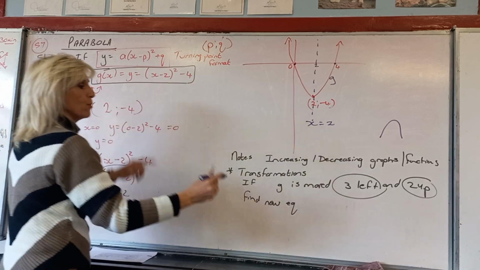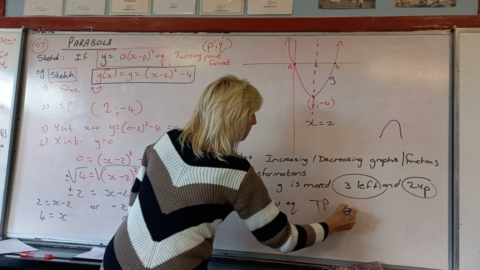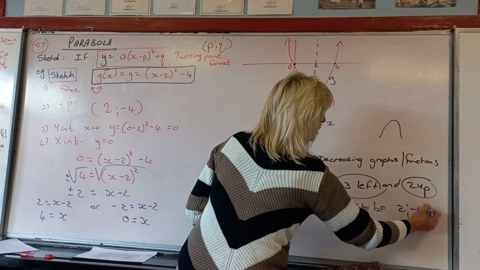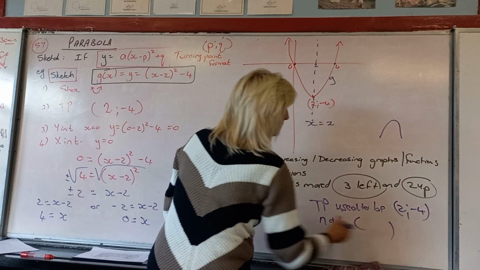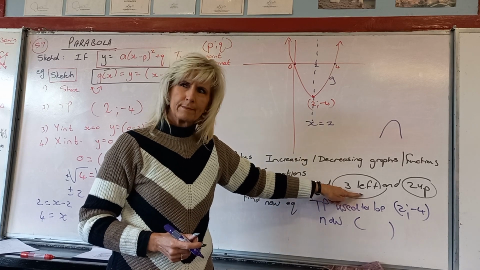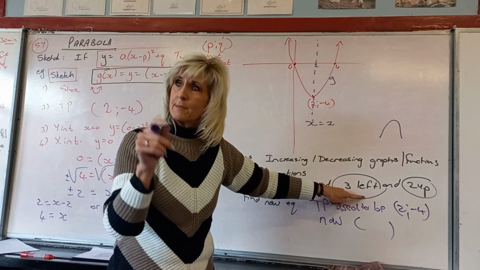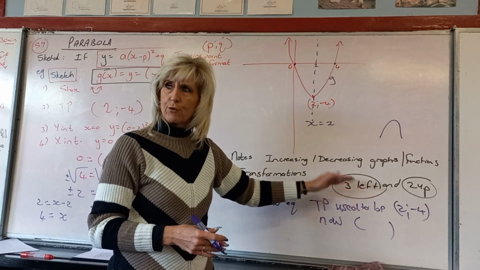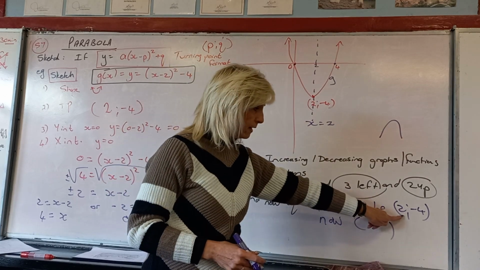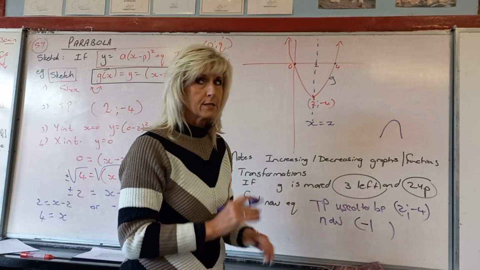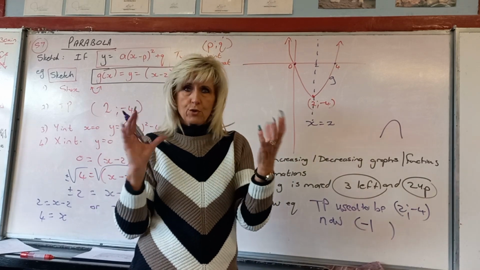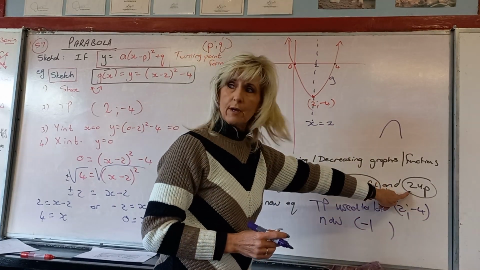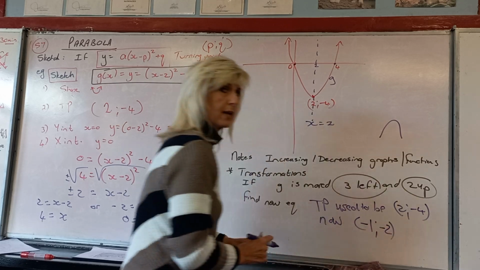Now tell me, the turning point used to be what? 2, negative 4. Now it's going to be 3 left. Don't make it right. I'm saying left. Now it's not girls the other way around. I'm saying in plain English. 3 to the left. So where's your turning point then? Negative 1. It's not inside the equation where the x has to do the opposite of what she's saying. The y value is negative 4 and it has to go up 2, negative 2. Okay, so that's going to be the turning point.